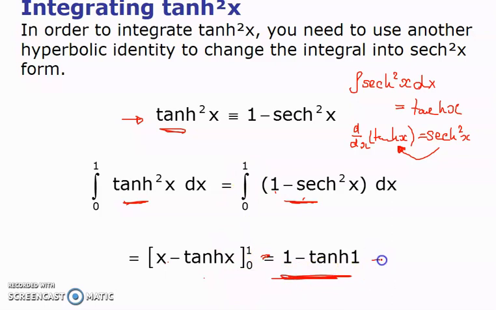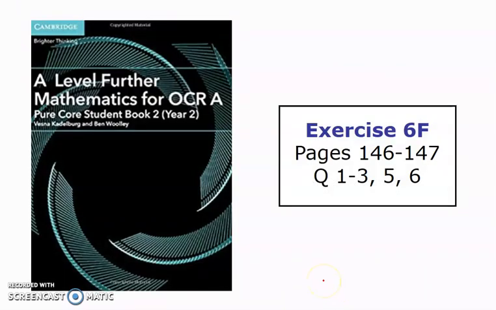Well, my answer, again, it's 1 minus 0.762. So I suppose the answer is 0.238 if you want a decimal answer. But obviously when I did this first time, I was happiest with 1 minus tan of 1, which doesn't seem very satisfactory. The questions I want you to do then are just a few questions from exercise 6F.